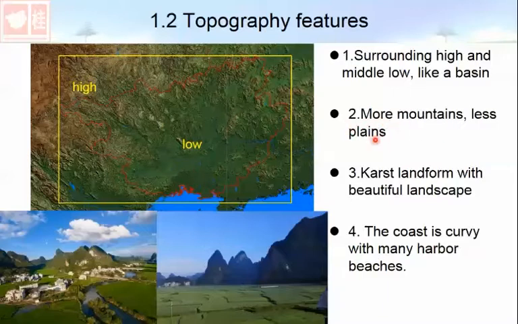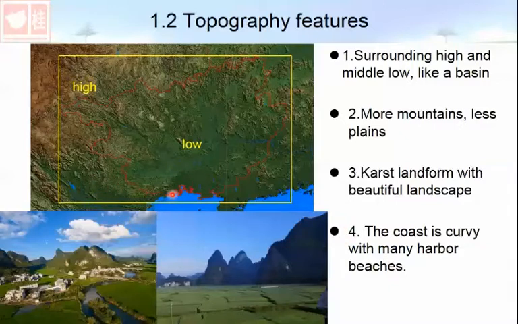And second, more mountains, less plains. The mountainous areas above the height of 400 meters account for 40% of the total. And the third, karst landform with beautiful landscape. In karst areas, there are many rocks and little soil, usually said to be 9 stones and 1 soil. The cultivated land is scattered and prone to drought and waterlogging.